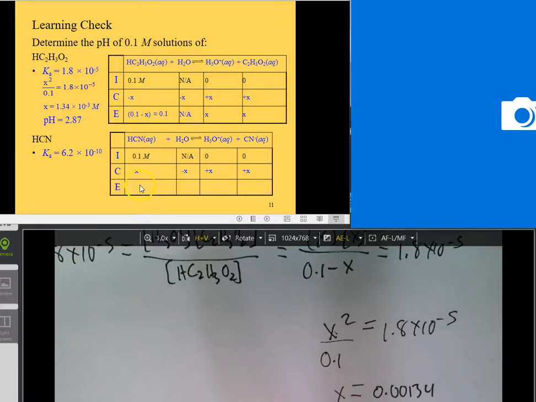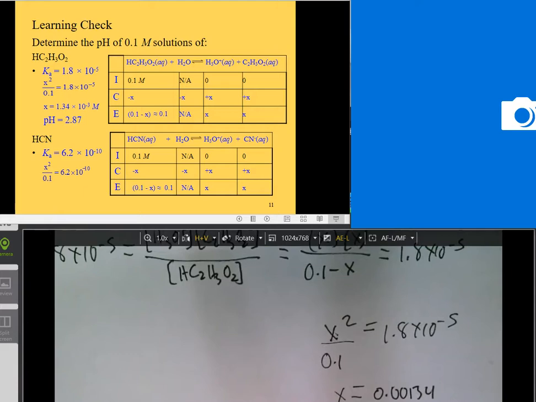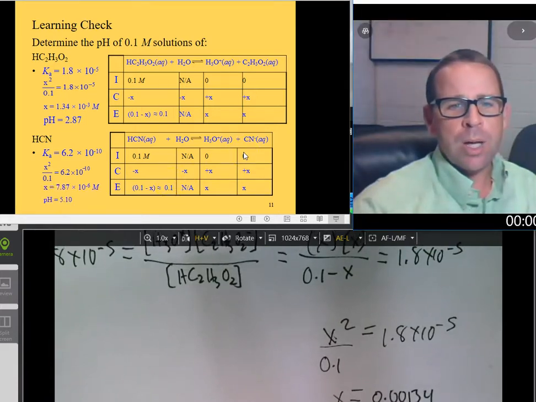So then we have 0.1 minus x, which we can simplify to 0.1 because, again, this is small. So we can say that x squared over 0.1, which is our initial concentration, will equal our Ka value. Okay, so we should get a pH of 5.1. Hopefully you got that.